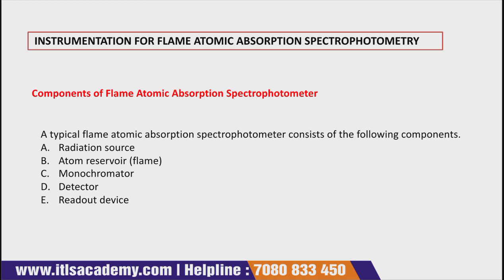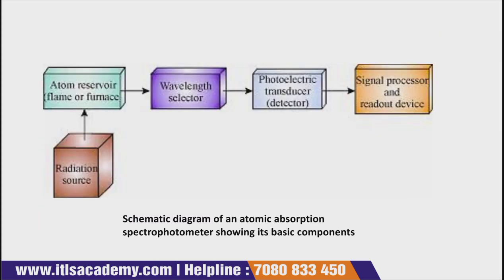Now we come to the instrumentation part. The instrumentation part is quite interesting, because most of the components we have already discussed in our previous slide, so this is a revision. The components of the flame atomic absorption spectrophotometer: the first is the radiation source, second is the atom reservoir or flame, third is the monochromator, then the detector and readout devices.